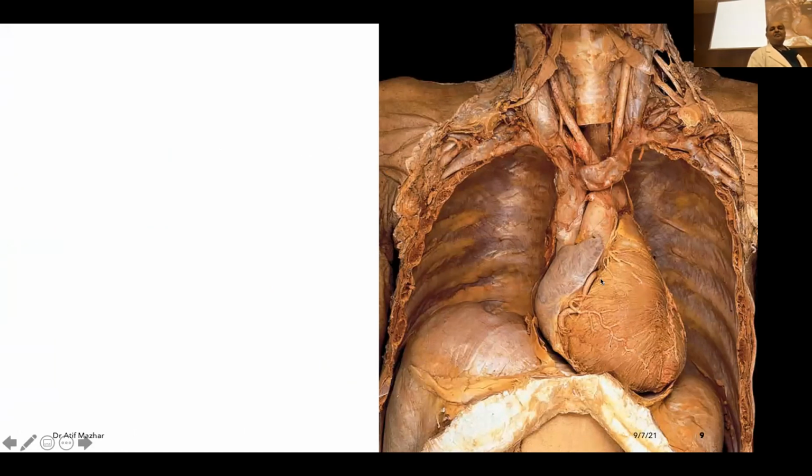And this is the heart, this is its apex. And you can see certain other structures, and you can see these great vessels. What are these great vessels? You're looking at the superior vena cava, you're looking at the aorta and other things. I'm not going into details.